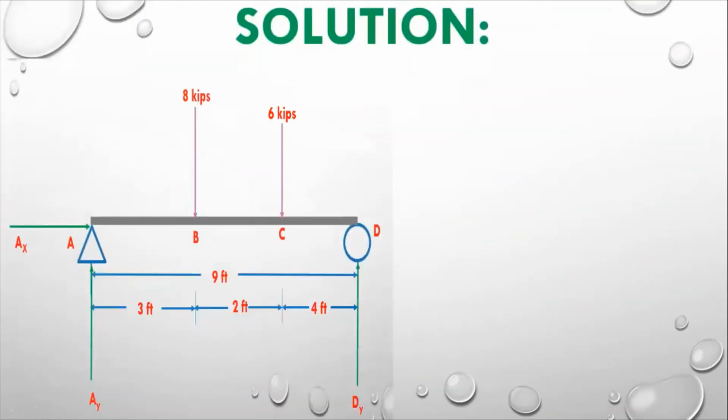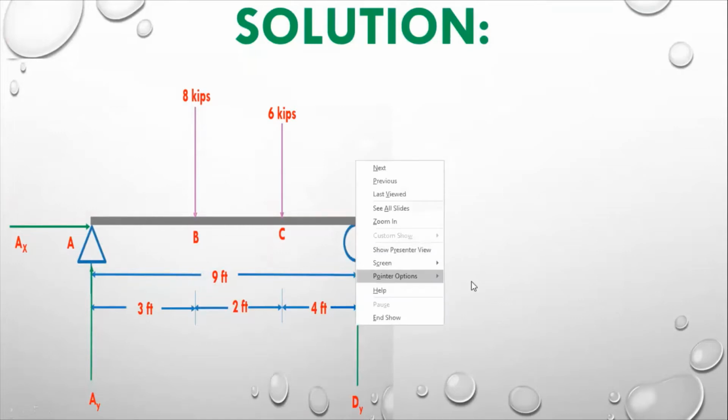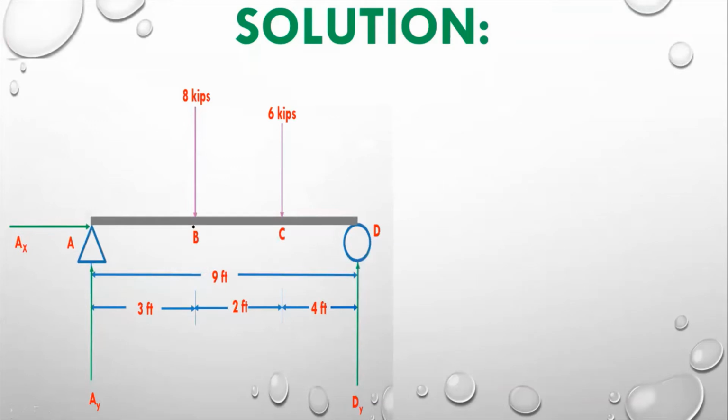And how can we find the support reactions? You know it very well. We will sum up moments at A or D. It's up to you, whatever you want to do. So let me start my lecture with the pen, and I am going to select the color of the pen, for example black. So if I sum up moments at A, I will rotate these forces about A.